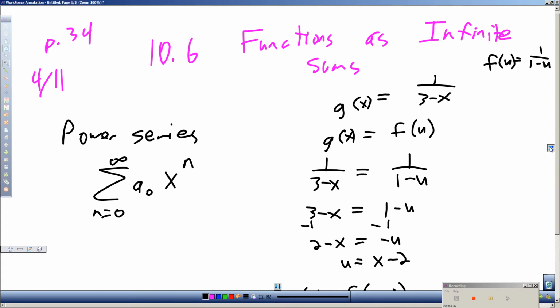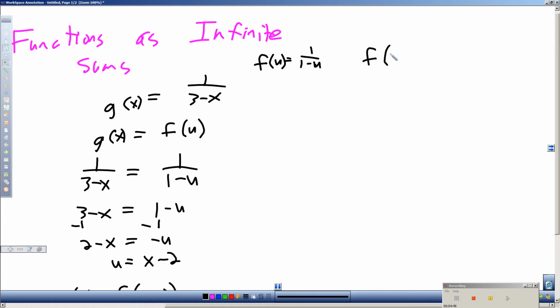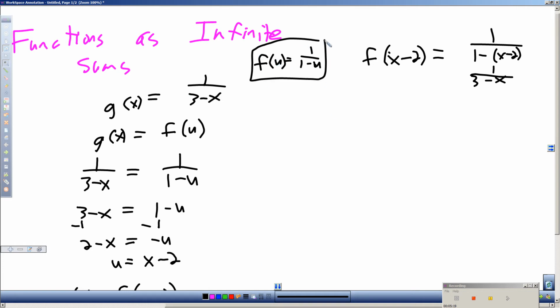So if I did f of x minus 2, why is it saying 2? That's what I solved for right here. I said u equals x minus 2. If I plug this in, what do I get? You get 1 over 1 minus (x minus 2), which becomes 3 minus x in the denominator, which was what I started with, g of x. So basically we're asking, what value would I have to plug in to 1 over 1 minus u in order to get this?